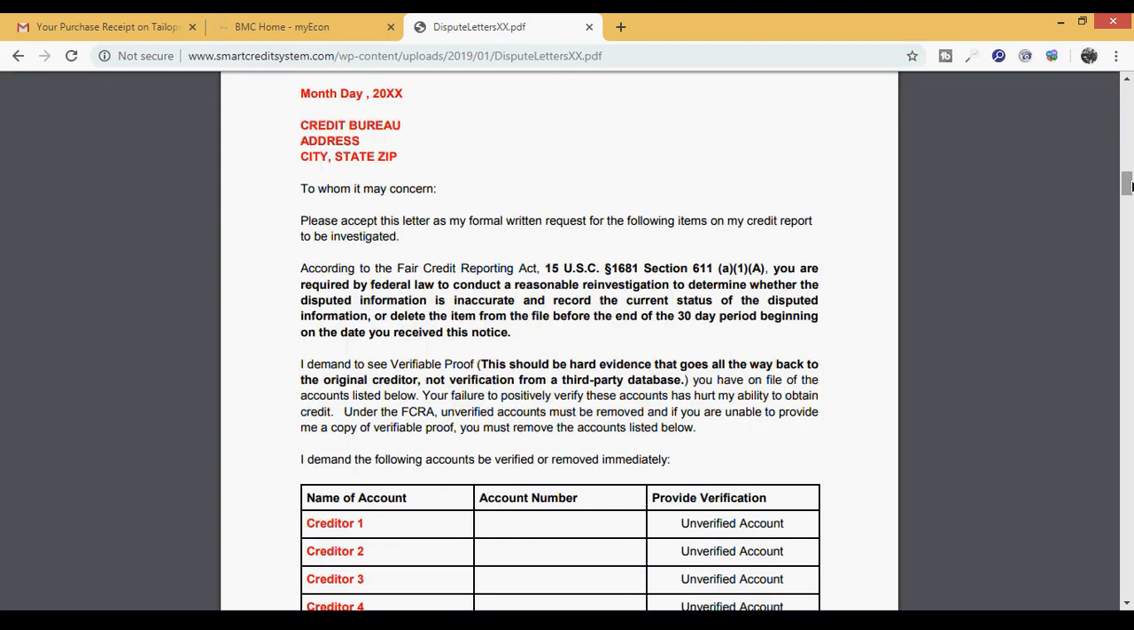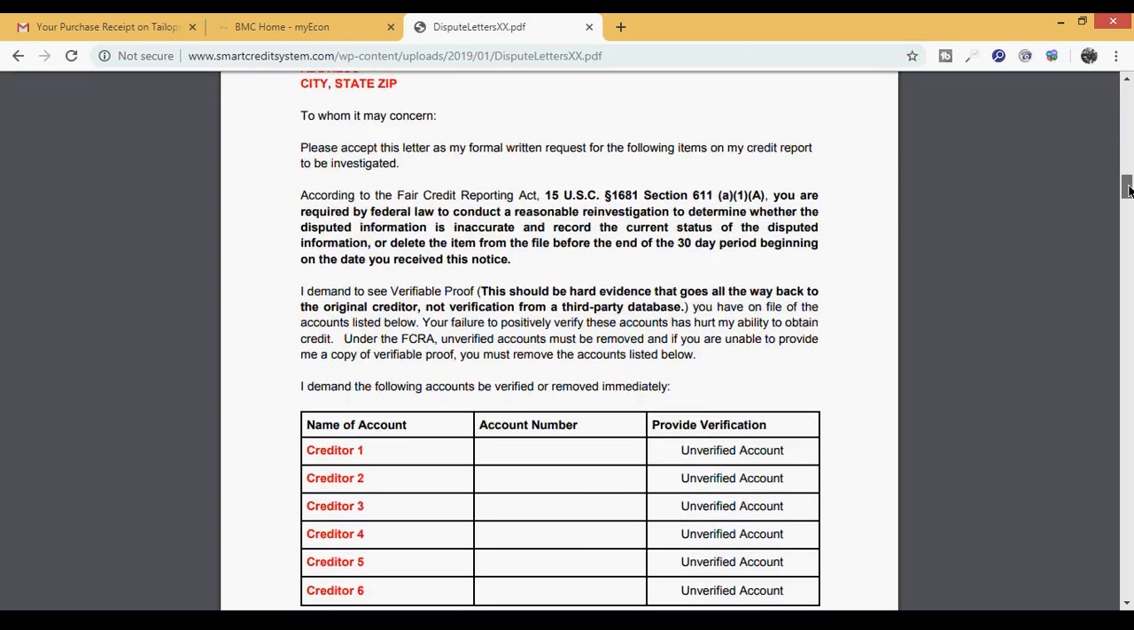So what you send to Experian goes to Experian. What you send to Equifax goes to Equifax. What you send to TransUnion goes to TransUnion, based on what you see on your credit report. Do not mix and match.